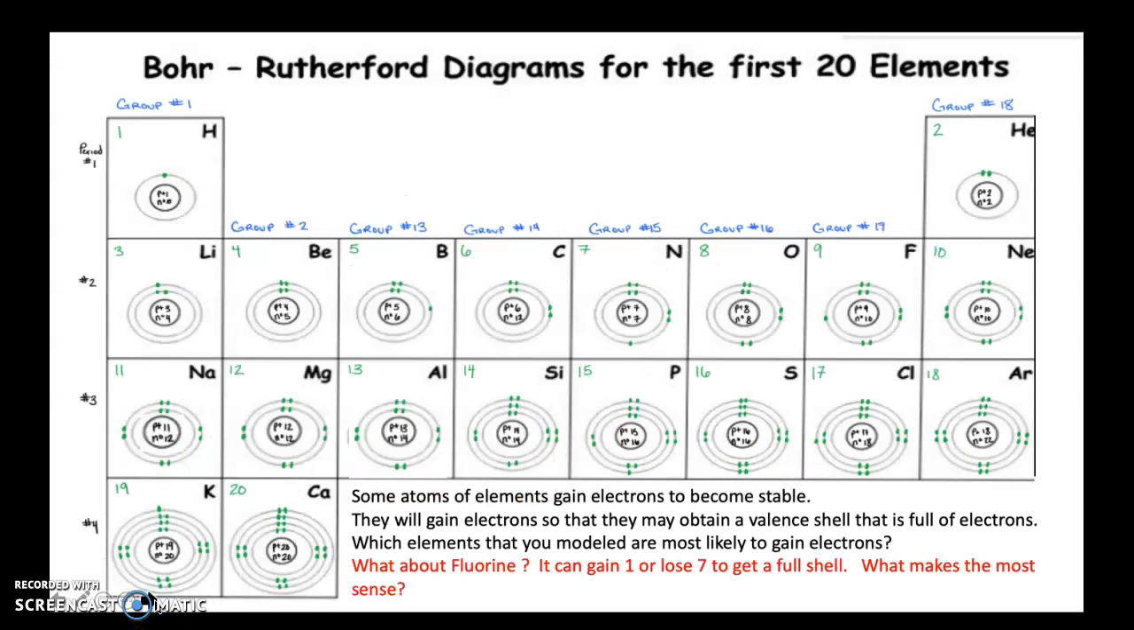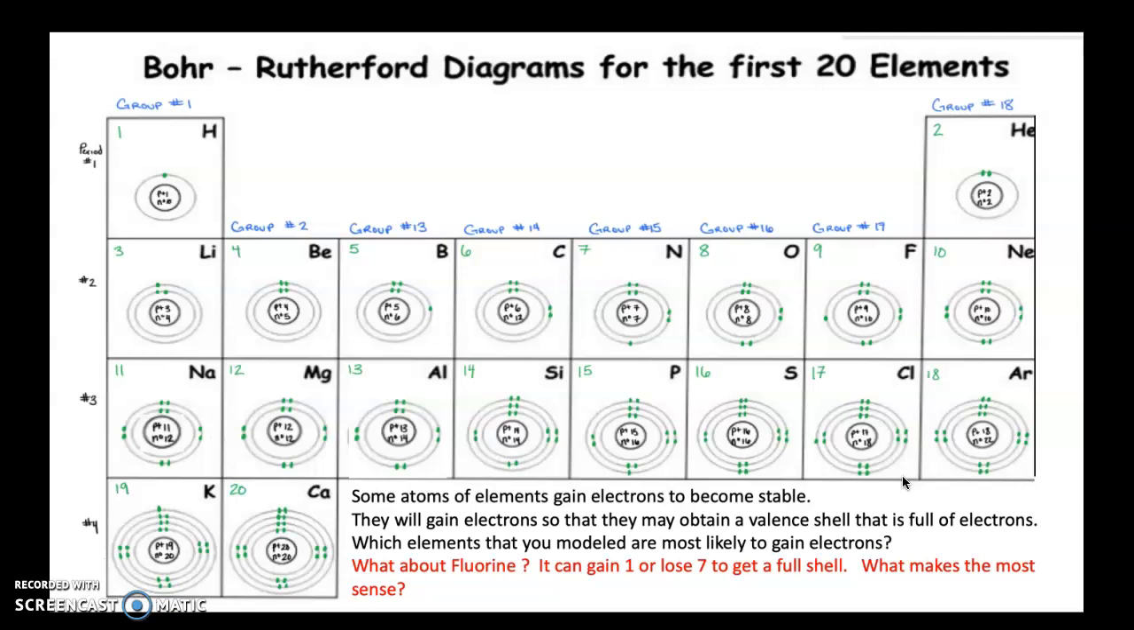Now, let's look at the next question, question number 12. Some atoms of elements gain electrons to become stable. They will gain electrons so that they obtain a valence shell that's full of electrons. What elements that you modeled, in other words, the ones that you drew models of, are most likely to gain electrons? And in the example here, we're going to look at fluorine.